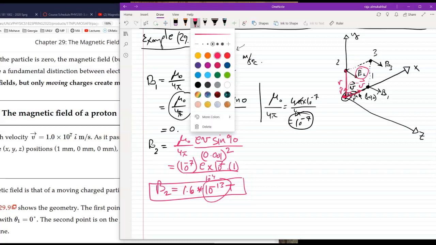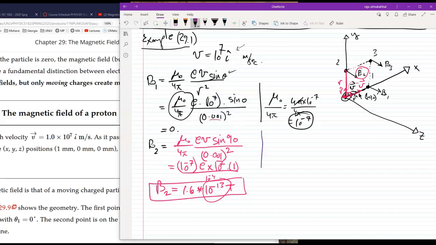Let me use a different color. So we say, I never used purple. Let's try that. So now maybe I should delete some of that. It's too much clutter. There we go. That's not what I meant, but anyway.